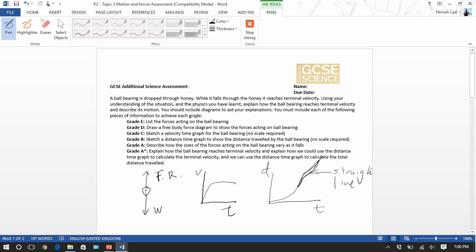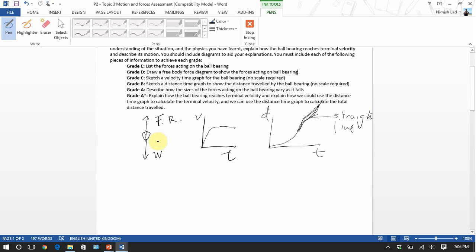Right, next, describe how the size of the force varies on the ball bearing as it falls. Okay, so this one's pretty straightforward. If you think about the object as falling, there's a few stages. There's stage number 1 over here at the start, stage number 2 over here, and stage number 3 over here.